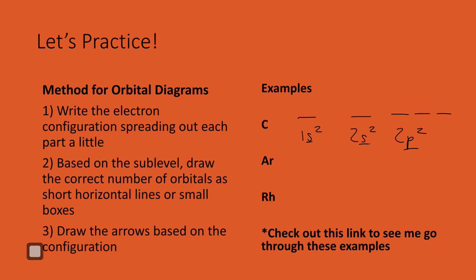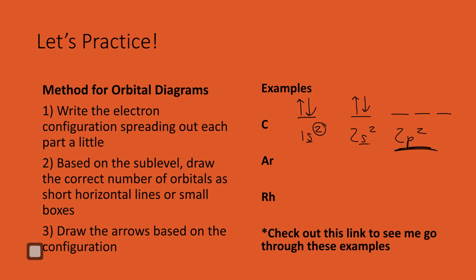What I then will do is, using the exponent, it tells me how many electrons I should put on that line. If there's 2 and only 1 line, I need to put them opposite spins, 1 up, 1 down. That's Pauli's exclusion principle. 2s, 1 up, 1 down.